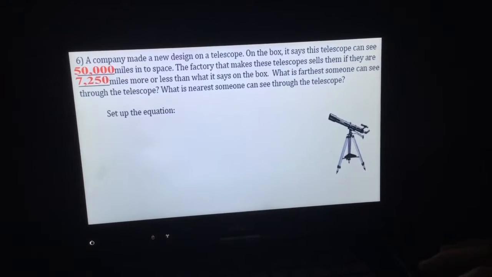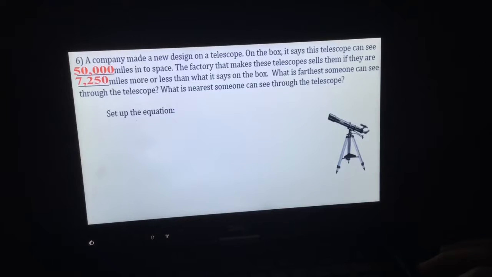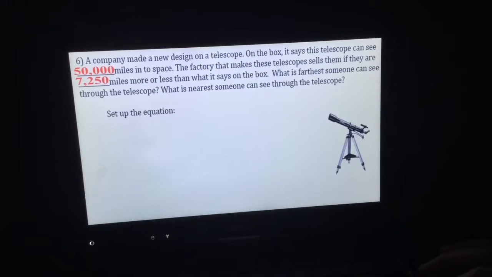Okay, so let me read this really quick before I actually start doing the problem. It says a company made a new design on a telescope. On the box it says that you can see 50,000 miles into space. The factory will still sell the telescope if it is 7,250 more or less than what it says on the box. What is the furthest away that the telescope can see? What is the nearest the telescope can see?